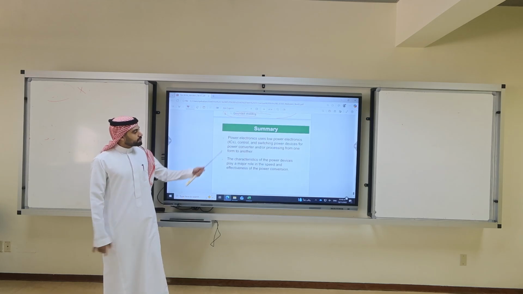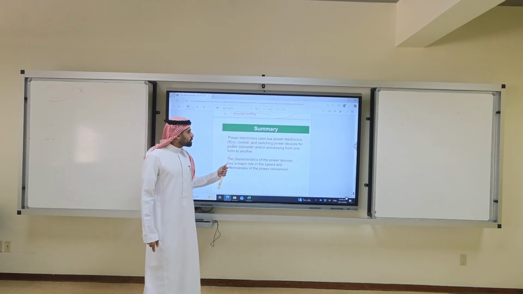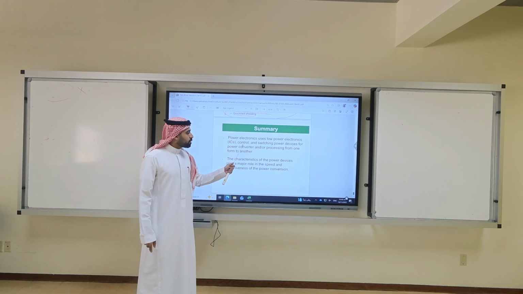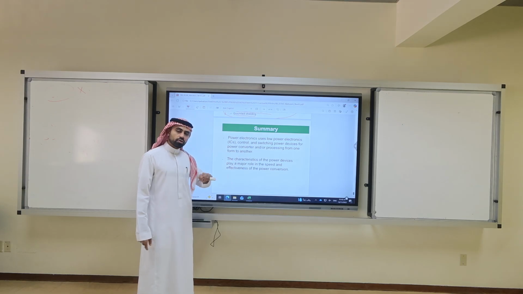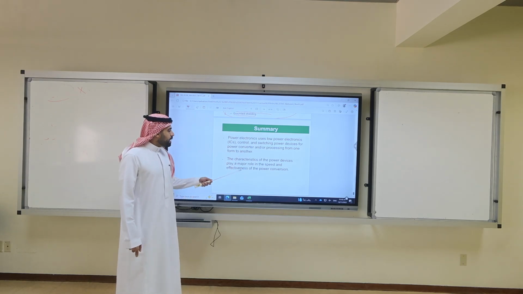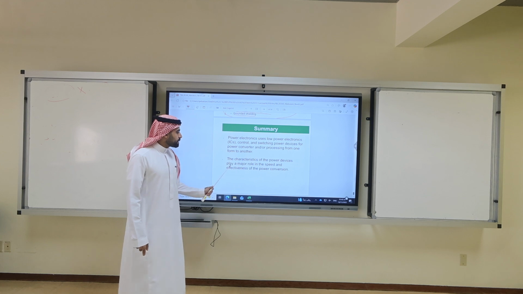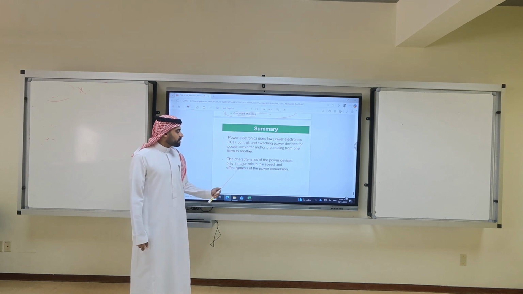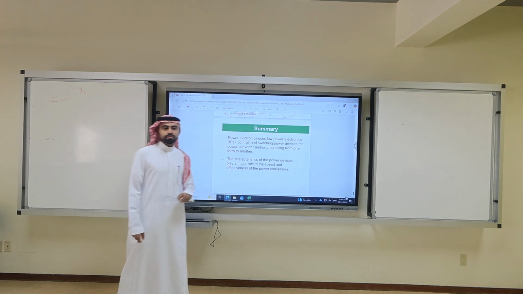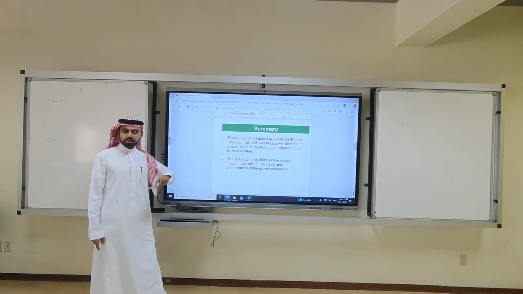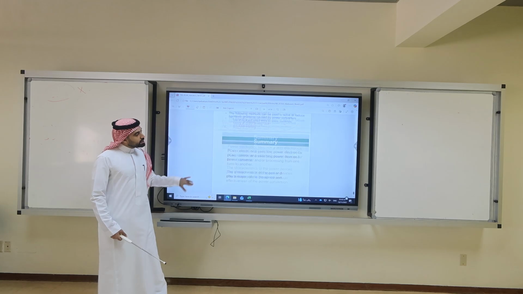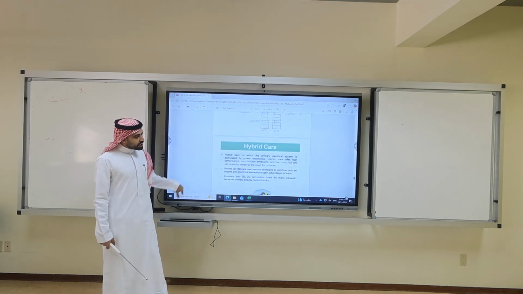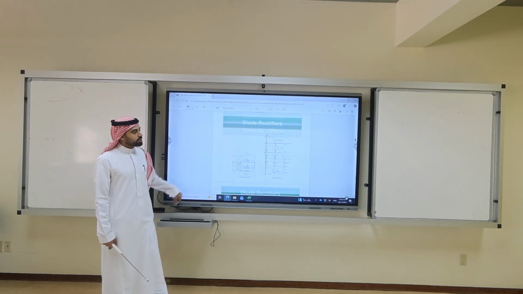So in summary, power electronics uses low power electronics, control, and switching power devices, for power inverters or converters for processing power from one unit to another. And the features of power devices play a major role in the speed and effectiveness of the power conversion. How fast you're switching, the firing angle. So hopefully this module will give you enough understanding about power electronics.